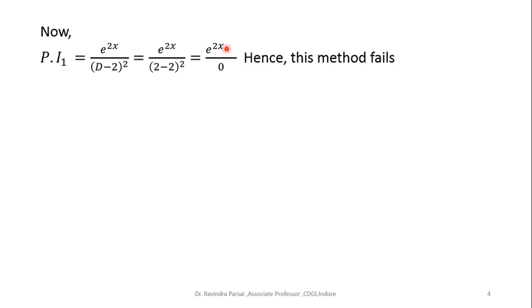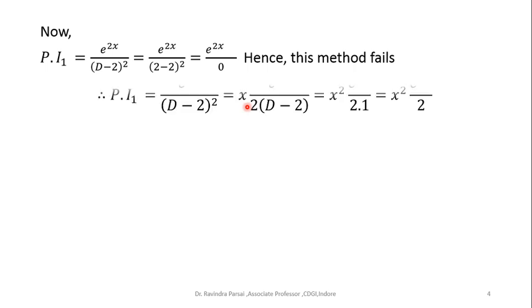So the numerator is a finite quantity and the denominator is 0. Hence this method fails. How can we resolve this case? We resolve it by the rule: keep e raised to 2x, multiply by x, and then differentiate the denominator with respect to D. The differential of the denominator with respect to D is 2 into (D minus 2) into 1, and then putting in the value 2, you again get 0.